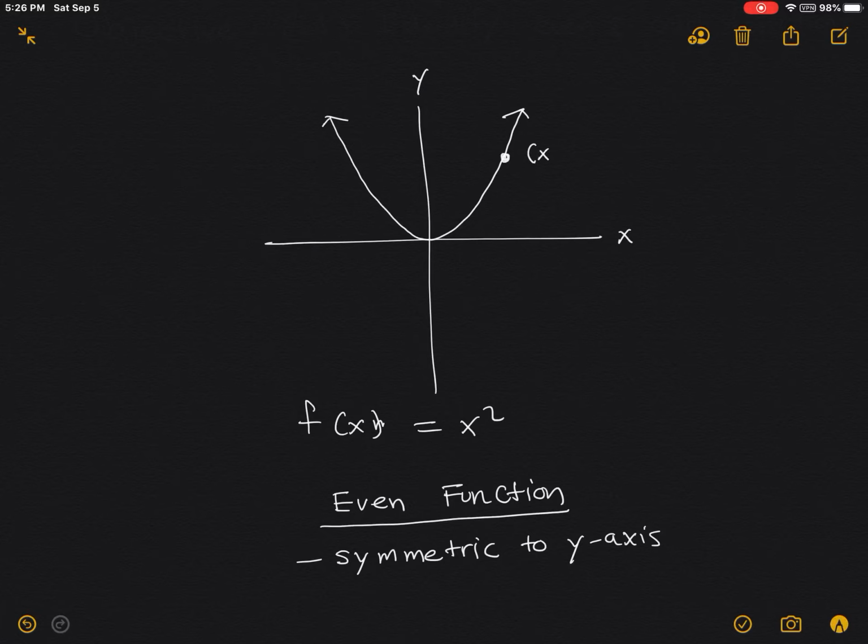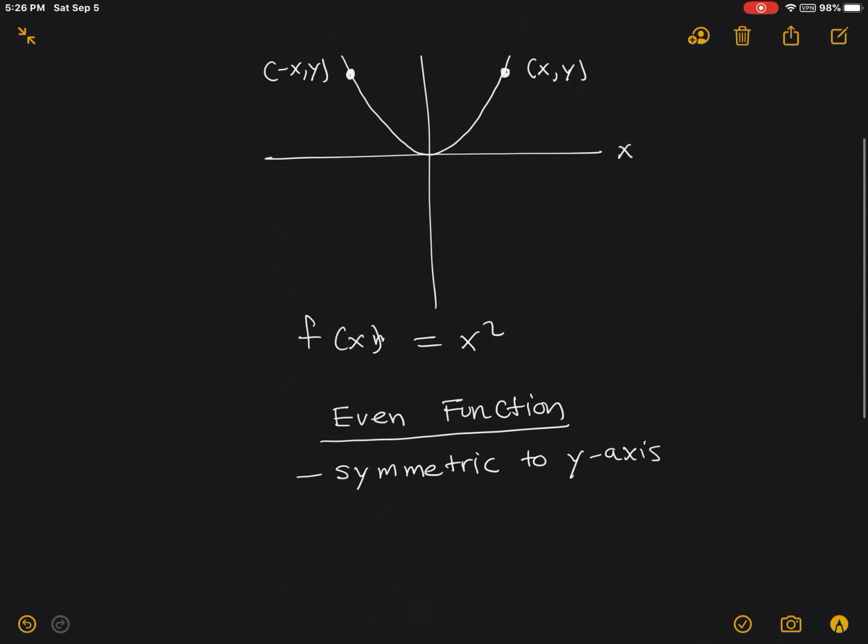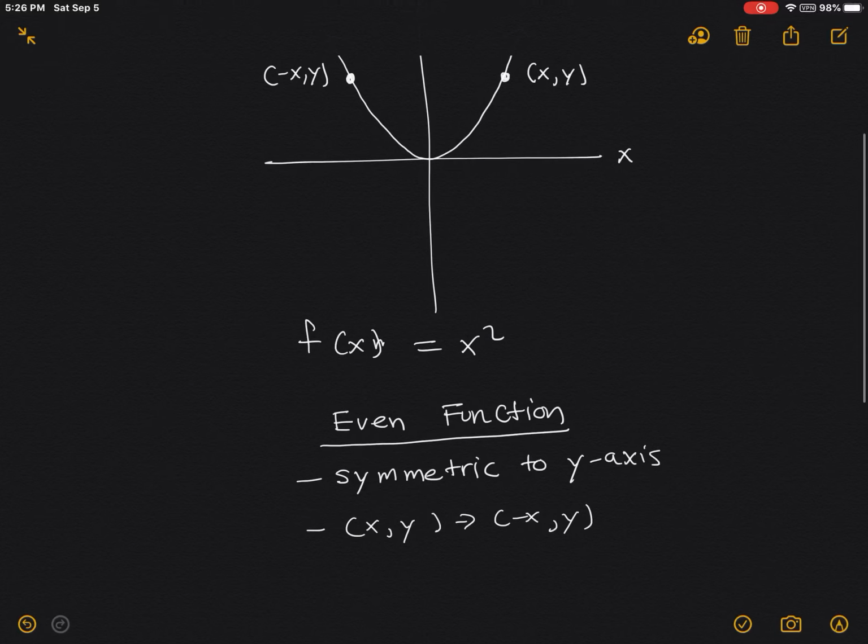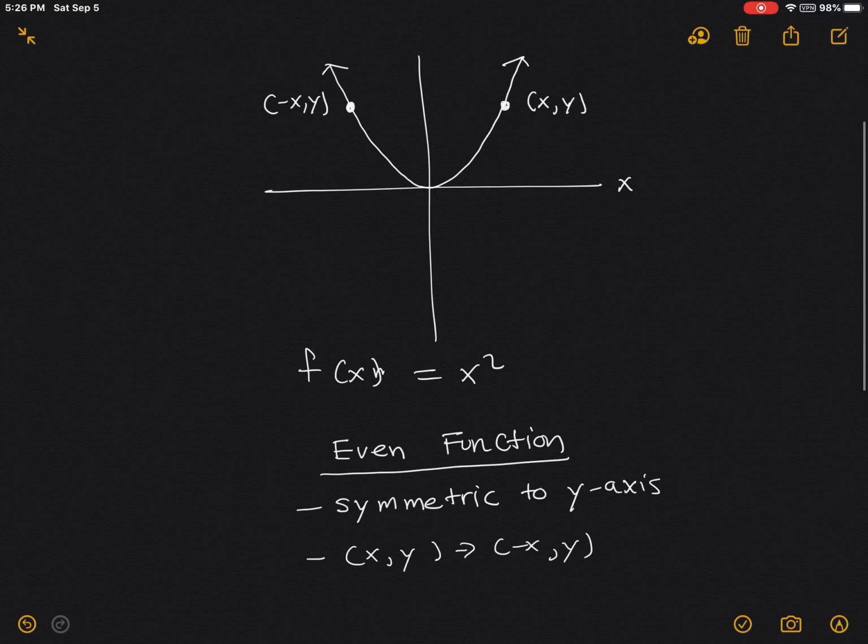What's another thing that's true? Well, if I take x comma y and reflect it across the y-axis, it has an equal distance to the y-axis. It's actually negative x comma y. So that's coordinate notation: x comma y becomes negative x comma y, and vice versa. Symmetric to the y-axis, x comma y becomes negative x comma y.